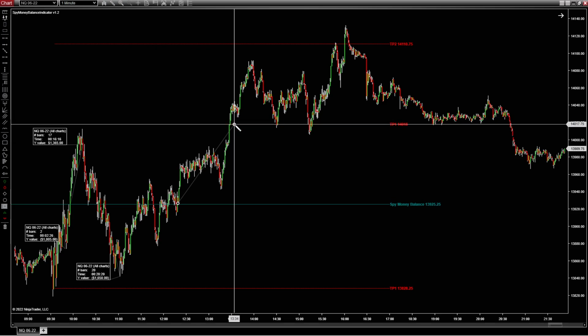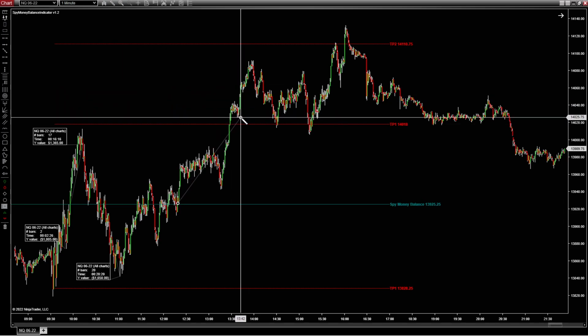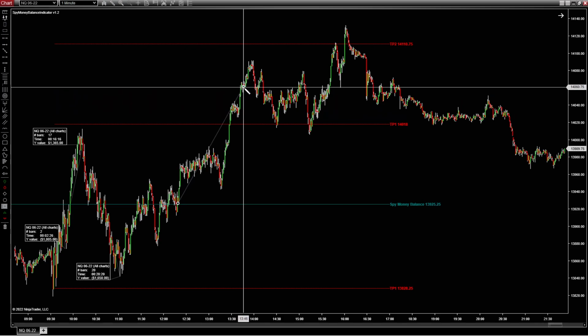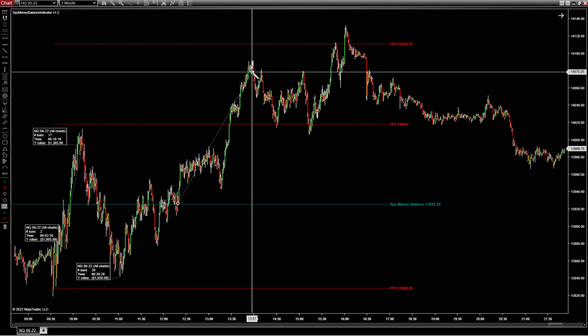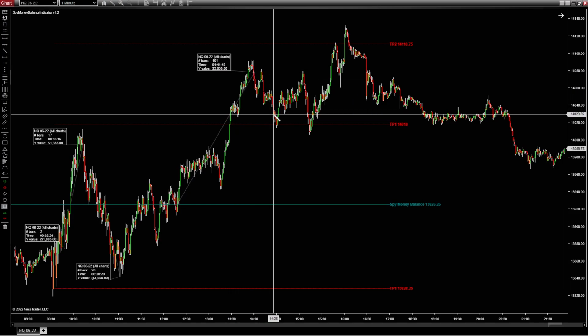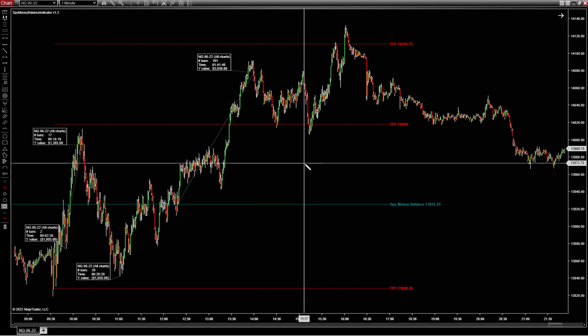My stop would have been here, but it would have kept going. My stop would have stayed here until this kept on going. When it pushed up, I would put my stop there. When this pushed up to here, pulled back to there, my stop would be there. This pushed up, pulled back right there, so my stop would be there. There's $3,000 roughly that you could have made playing off of this.